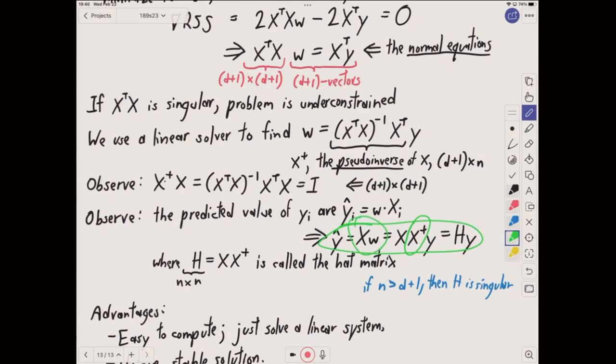How did I get from here to here? Oh, I wrote this here. W equals this thing times y. I defined this thing to be X pseudo-inverse, and now I'm just substituting it in for w here. All right, great.